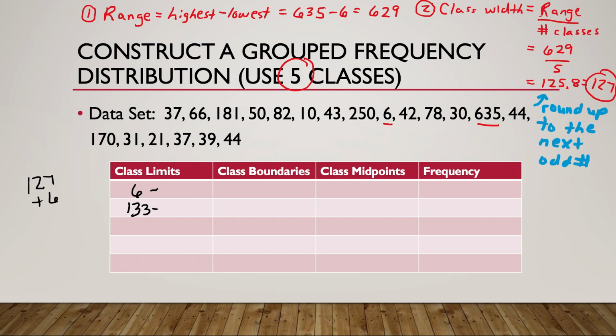I'm then going to do it again. I'm going to take the 133 and I'm going to add the width. So I'm adding 127. So 133 plus 127 gives me 260. That becomes the start of the third class. Then I'm going to do it again. So every time you move from one class to the next, you're going to be adding this 127. All right, so 260 plus 127 gives me 387.